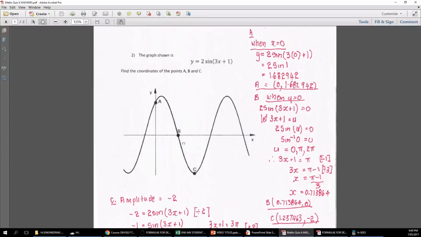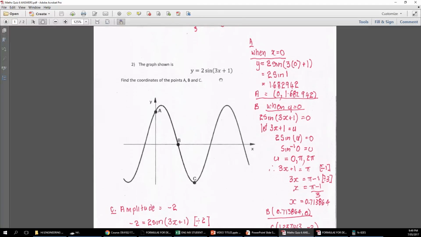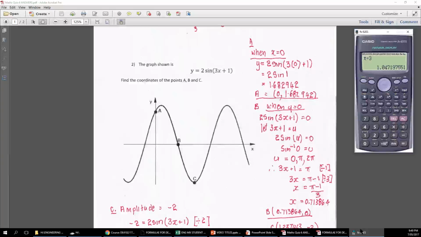Now, okay, the easiest one to find is A, because that's on the y-axis, and that occurs when x equals 0. So that's pretty simple. We just say when x equals 0, y equals 2 sine 3 by 0, and just put 0 for x, plus 1. And that equals 2 sine 1. And remember that we're working in radians, so don't forget to set your calculators in radians. And we just go sine 1 equals, and now we might not be in radians here, so let's just check.